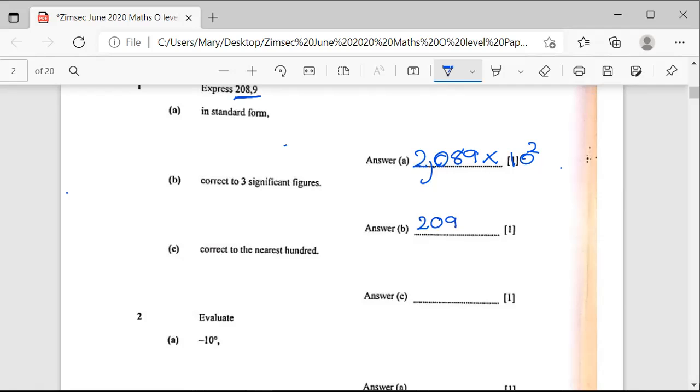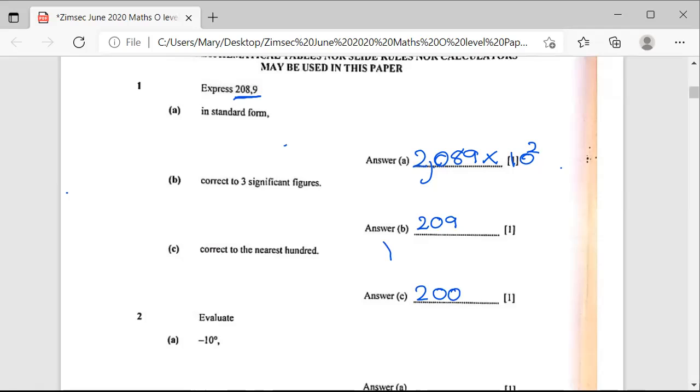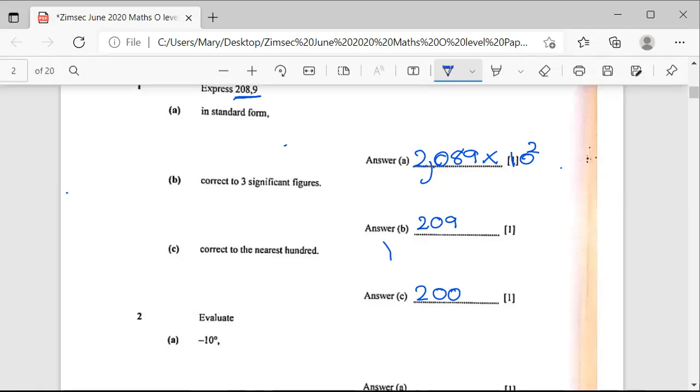Then the next one, correct to the nearest 100. To the nearest 100, we know this is units, this is tens, and this is hundreds. So we need to express this to the nearest 100. So this number, we have got 0 next to the hundreds number. So it means it's going to be 200 because you don't add. So the answer is 200 if you express this number correct to 100. Then we move on to number 2.